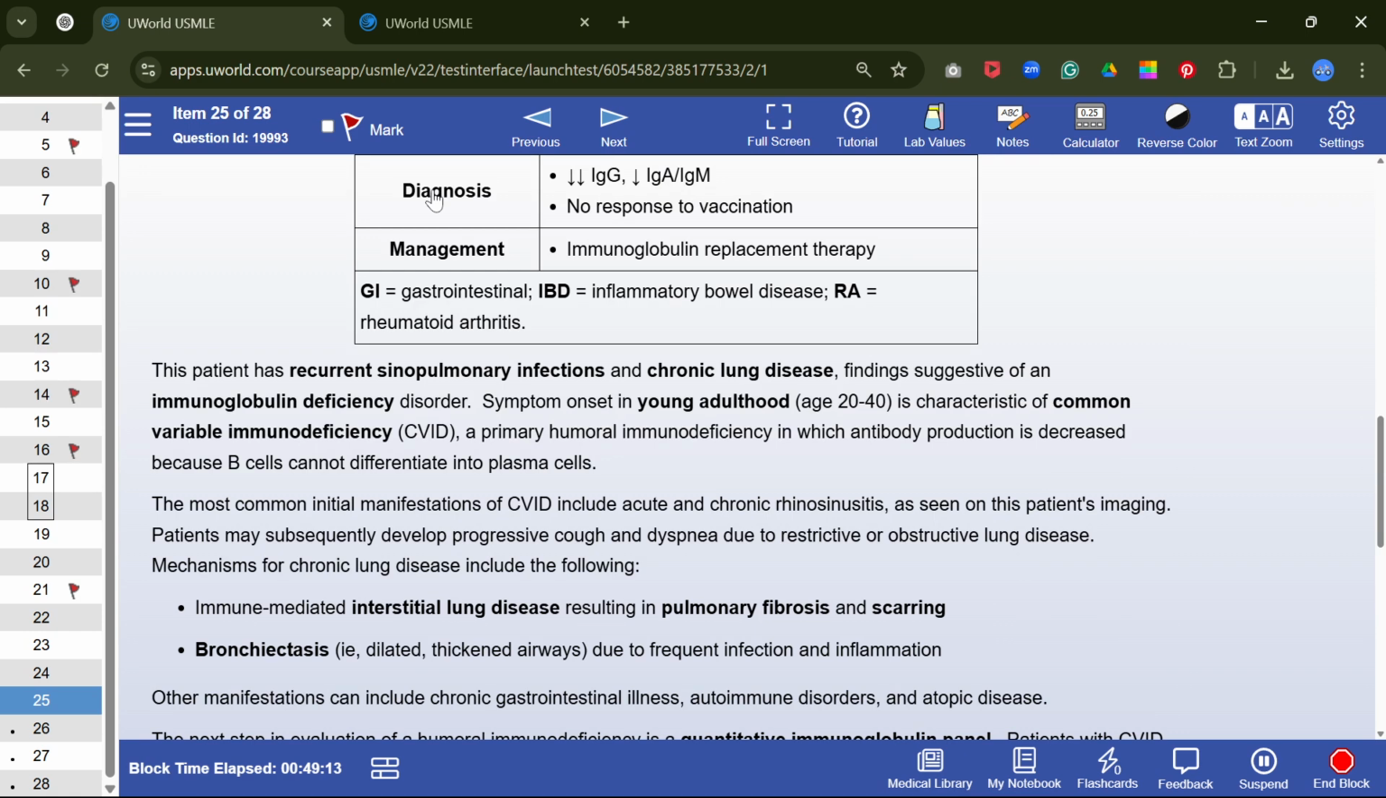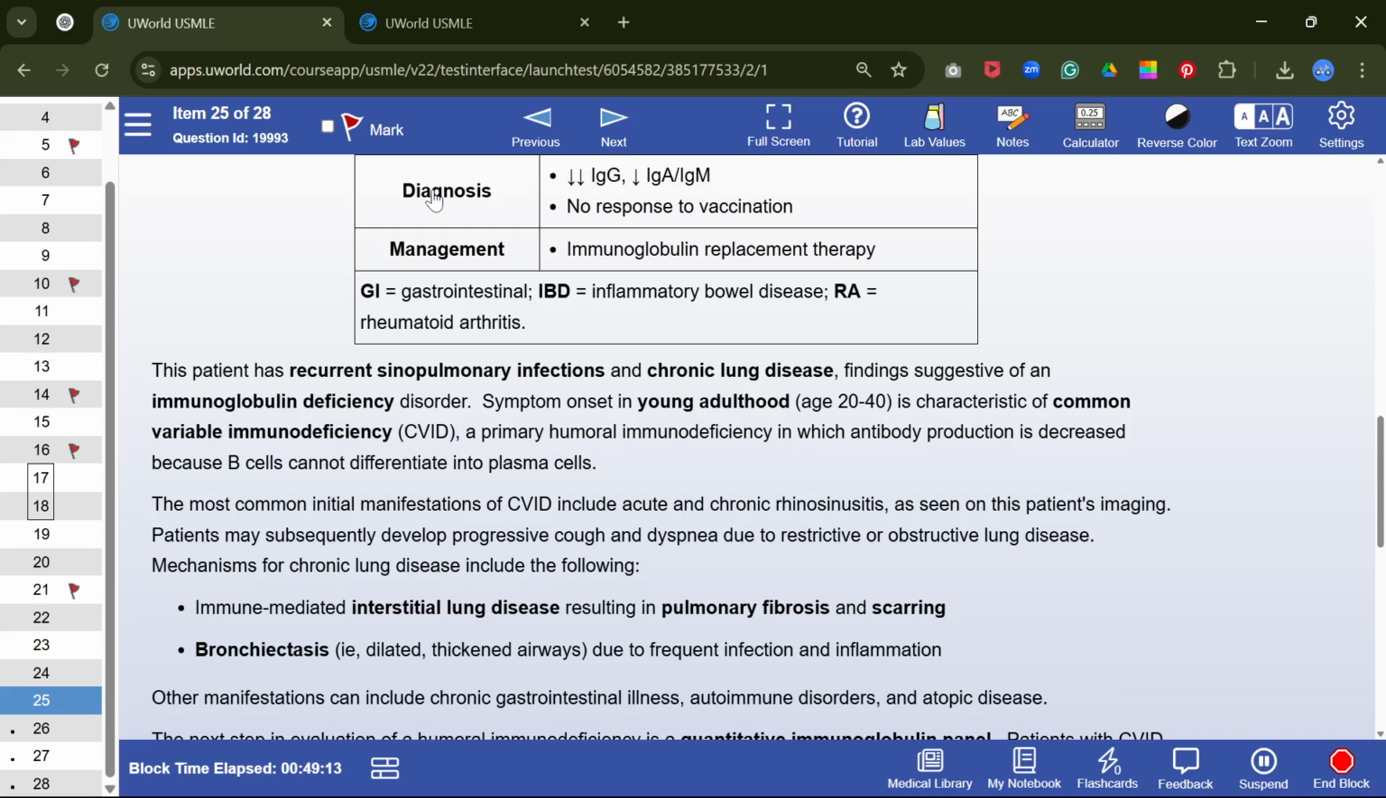This patient has recurrent sinopulmonary infection and chronic lung disease, findings suggestive of an immunoglobulin deficiency disorder. Symptom onset in young adulthood, age 20 to 40, is characteristic of common variable immunodeficiency.